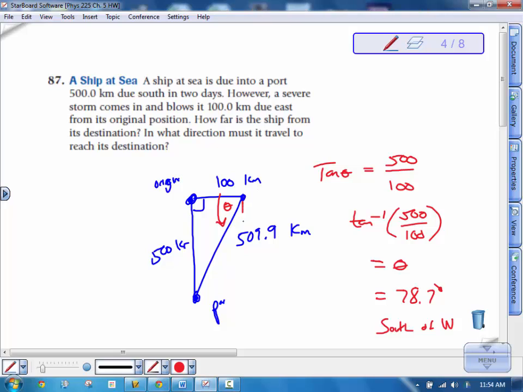And you can actually have found this angle right here instead. Take 90 minus the 78.7 and find this angle, and then you just have to describe it as west of south instead of south of west. So there are two different ways to do it.